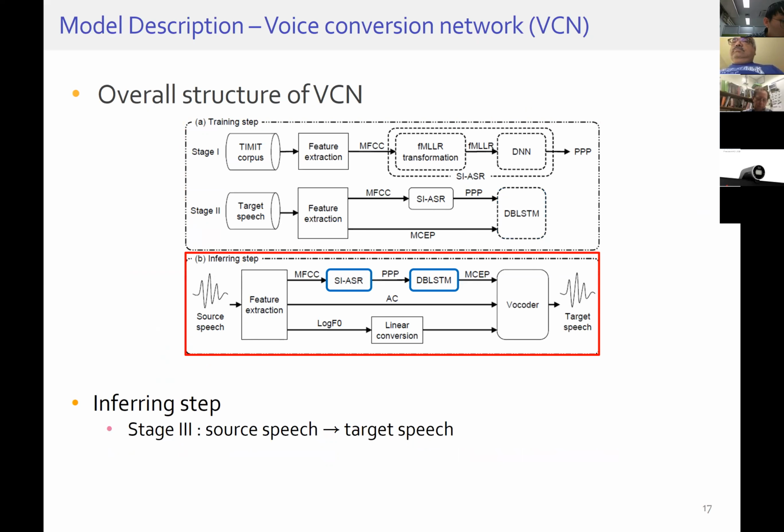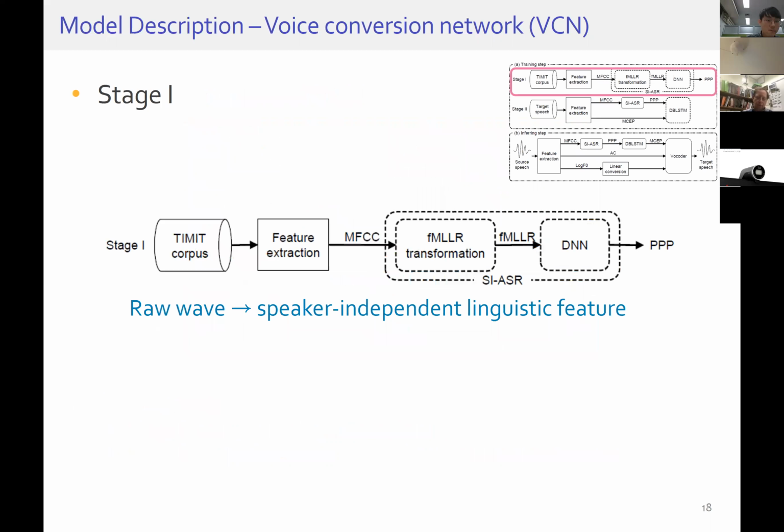Stage 3 is the inferring step. By connecting SIASR and DBLSTM, the whole model can convert acoustic features of source speech to the acoustic features of the target speech. Then a vocoder generates the raw wave from the acoustic features of the target speech. Let's see each stage in detail.